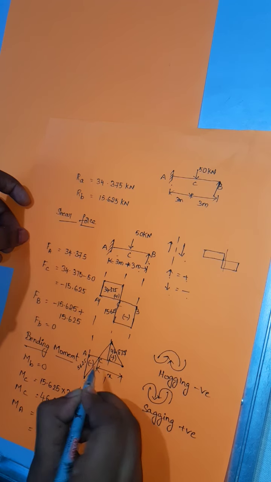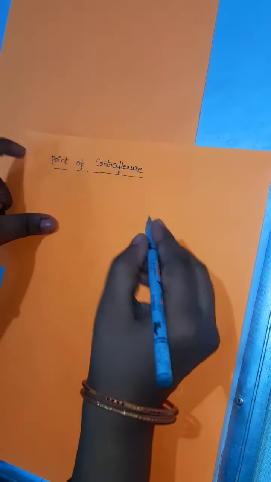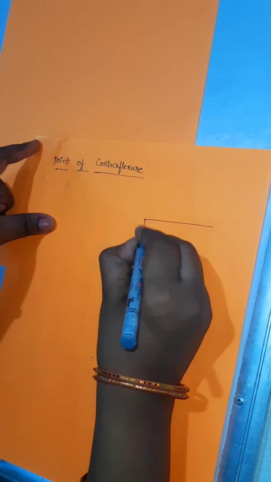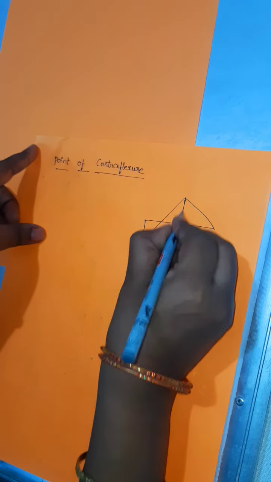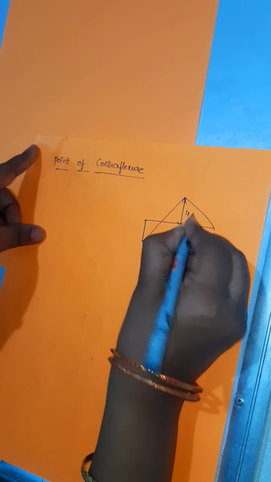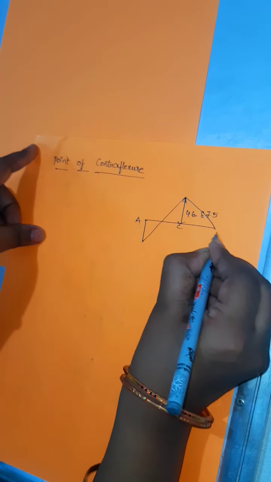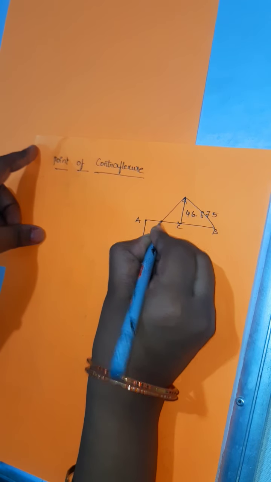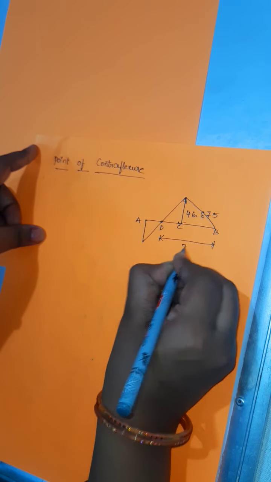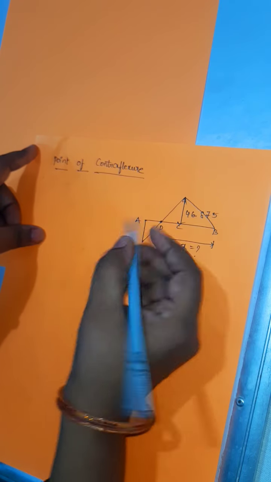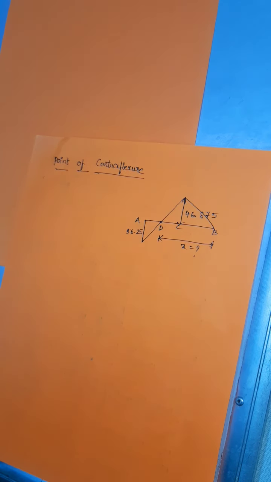C and B. Once again I am drawing this point of contraflexion diagram so that you can easily understand. How much we got? I got here 46.875. This is my A, C and B. This contraflexion I am taking as D, and it is changing from positive sign to negative sign. I want to calculate X. This I got 56.25. Okay.